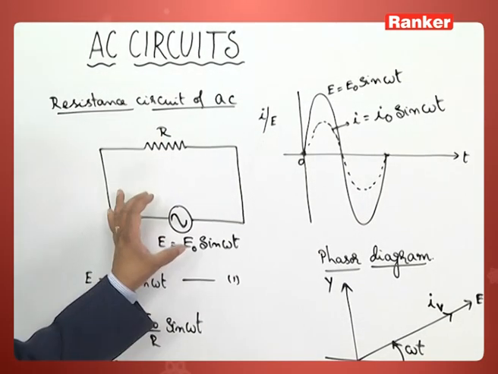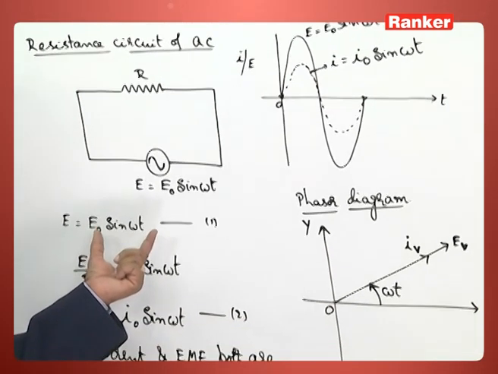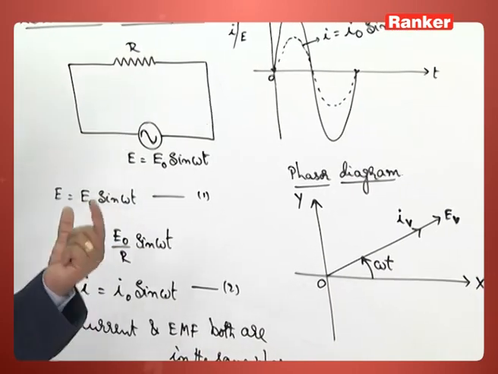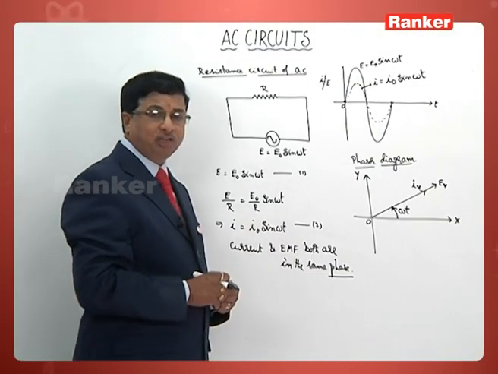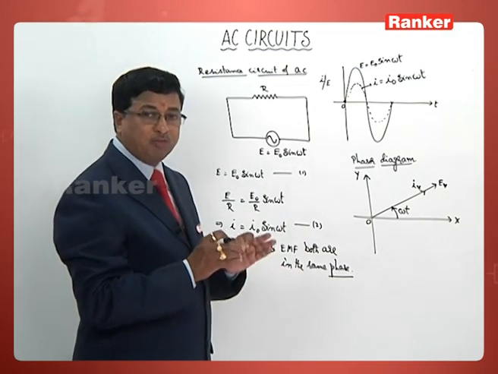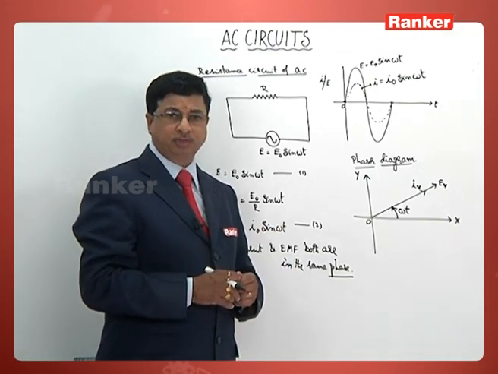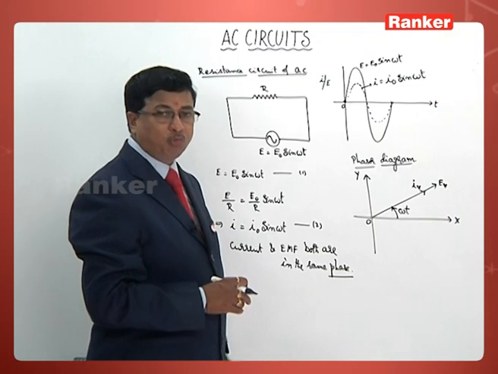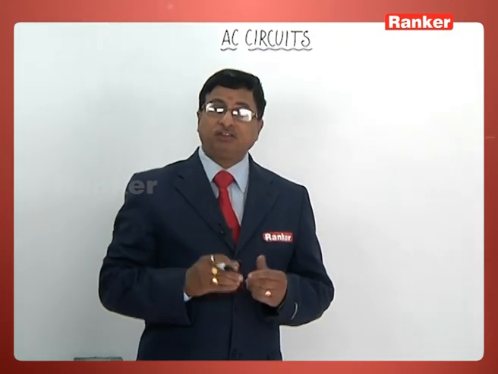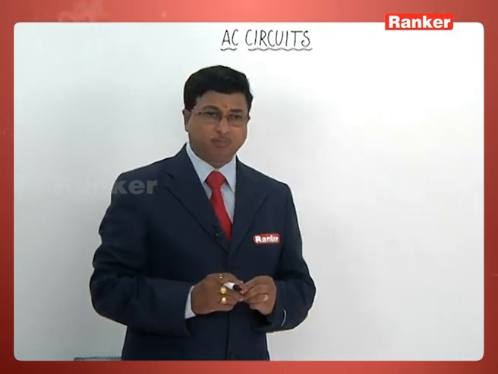This is the resistance and this one is AC source, and we are finding E naught sin omega t is equal to E, that is one equation, I naught sin omega t is equal to I, the second equation, without having any phase change or difference between them. So this is the first circuit one should remember. Let us take the second circuit now, where we are considering a pure inductor, only inductor circuit of AC.